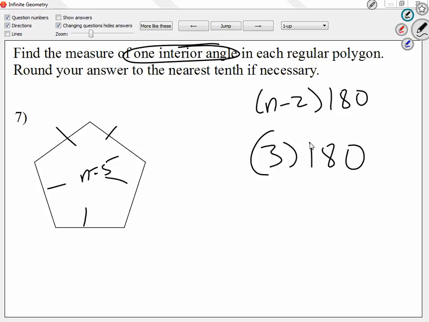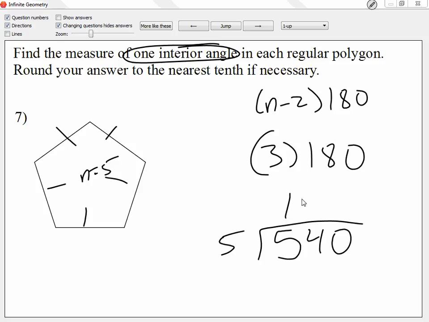How much is 3 times 180? It's 540. Alright, 540. That's how much it is. But now, because we're asked how much is one angle, and there's 5 angles total, let's divide this by 5. And how much is 540 divided by 5? 108. 108 degrees. Right? 108.